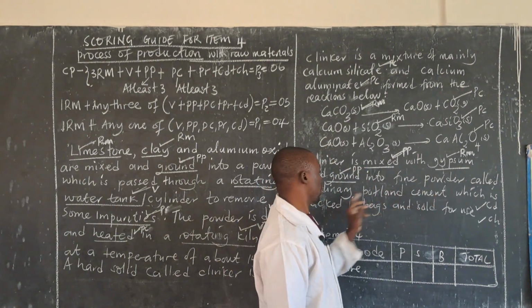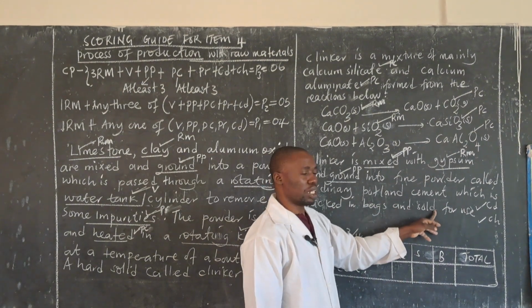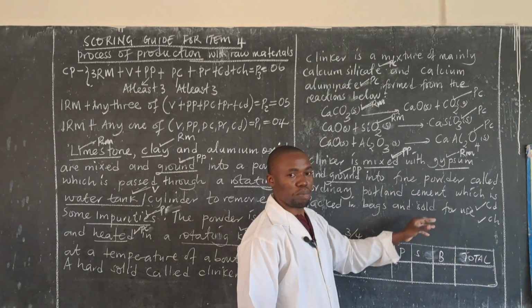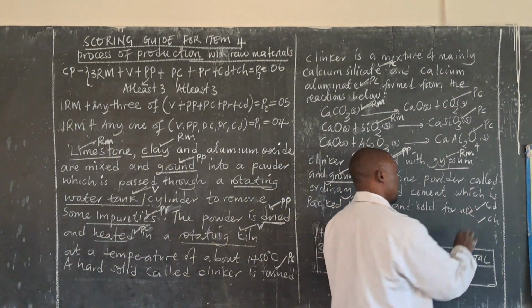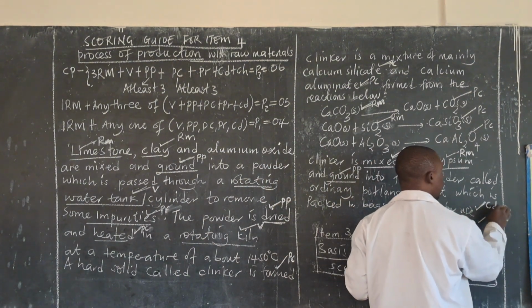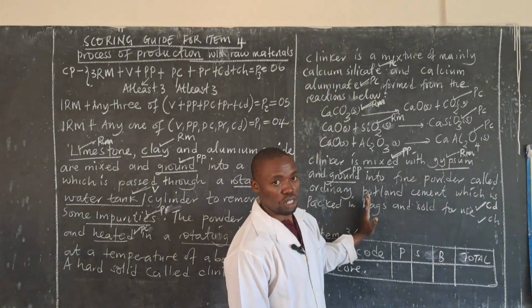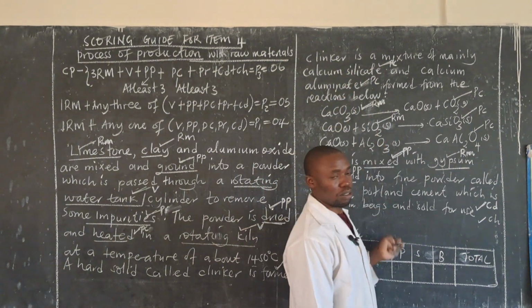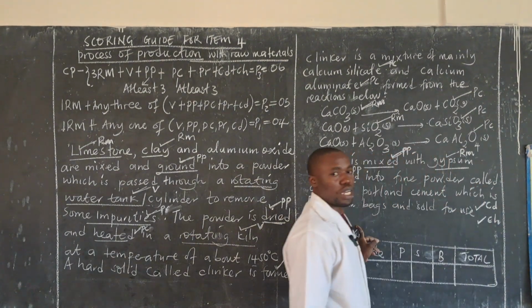Fine powder called ordinary Portland cement, which is packed in bags and sold. So we have completed the process by obtaining our final product. So we put a tick, conversion to desired product, CD. Since everything has flowed systematically and nothing is missing, we award and put the code CH for coherency.